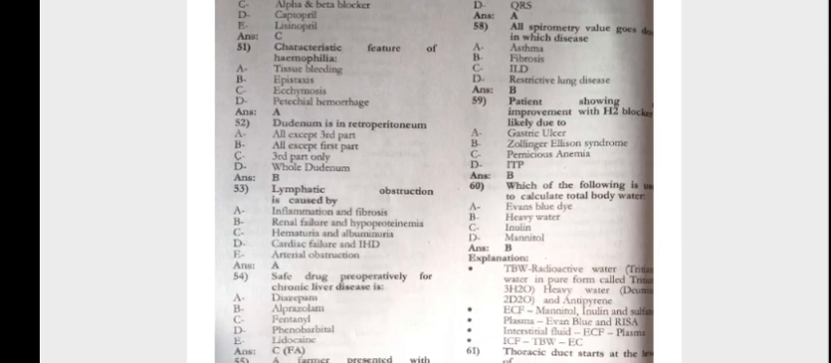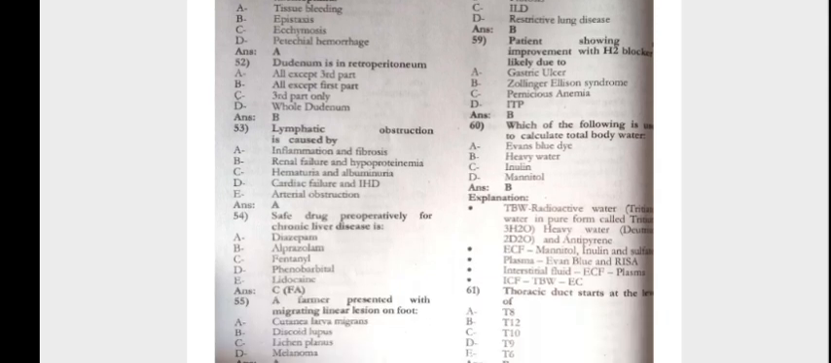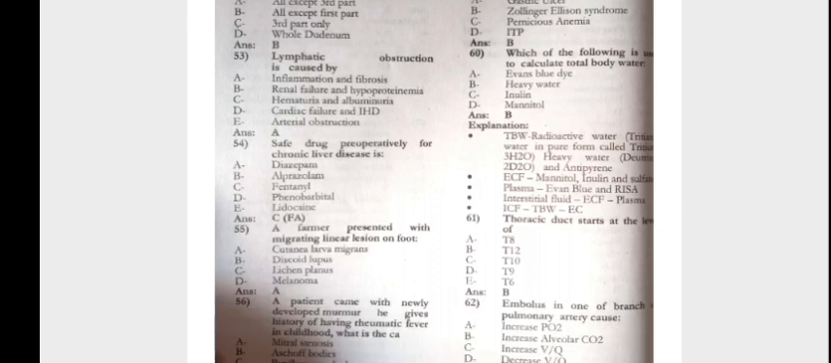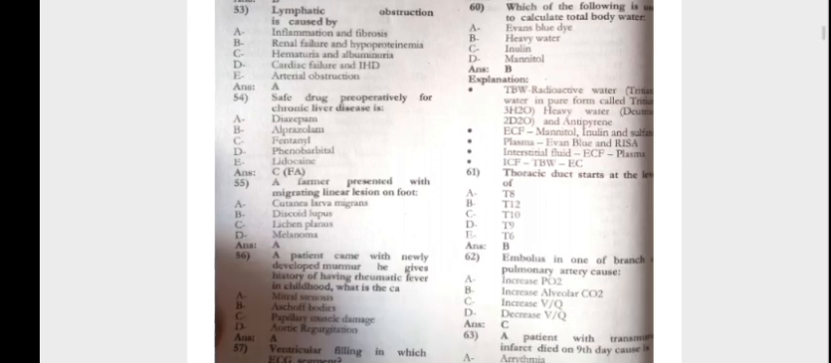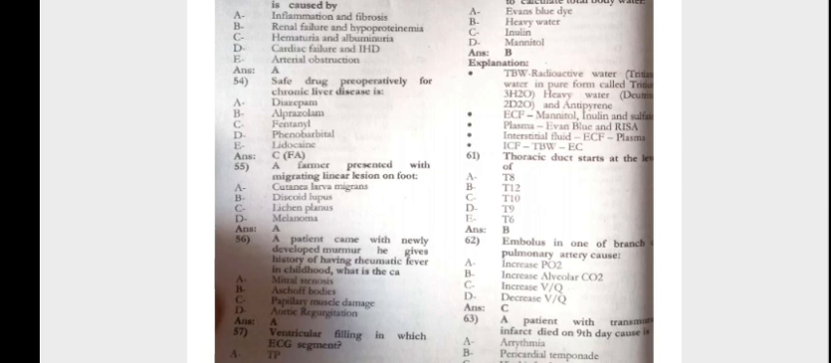Characteristic feature of hemophilia is tissue bleeding. Duodenum in its retroperitoneum has all except the first part. Lymphatic obstruction is caused by inflammation, fibrosis. Safe drug pre-operatively for chronic liver disease is fentanyl.